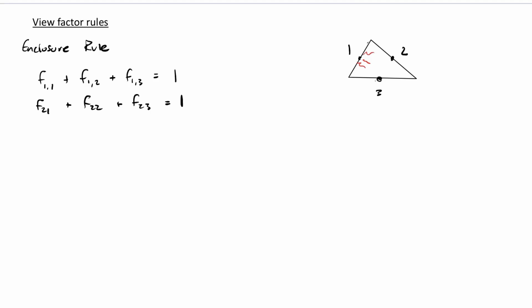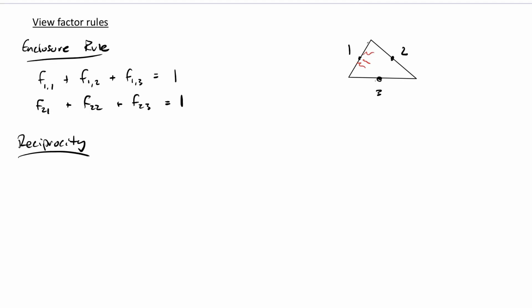Questions on that? Okay, so that's the enclosure rule. The second rule here would be reciprocity. Reciprocity is actually probably one of the most powerful tools that you have to evaluate view factors.